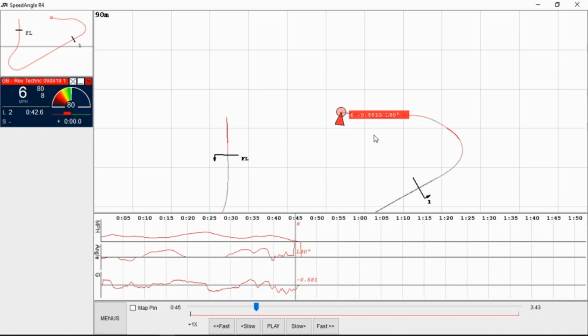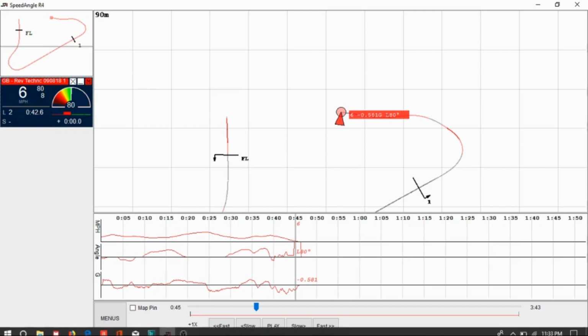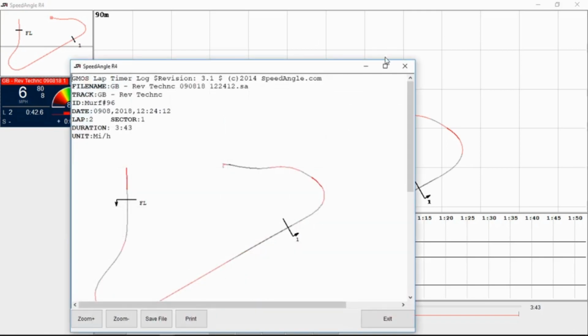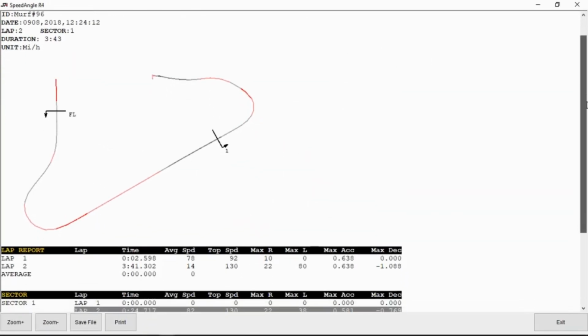So just thought I'd share this little demo of my lap timer with you guys. Got one other thing to show you. Over here, let's take a look at the lap data. All right.